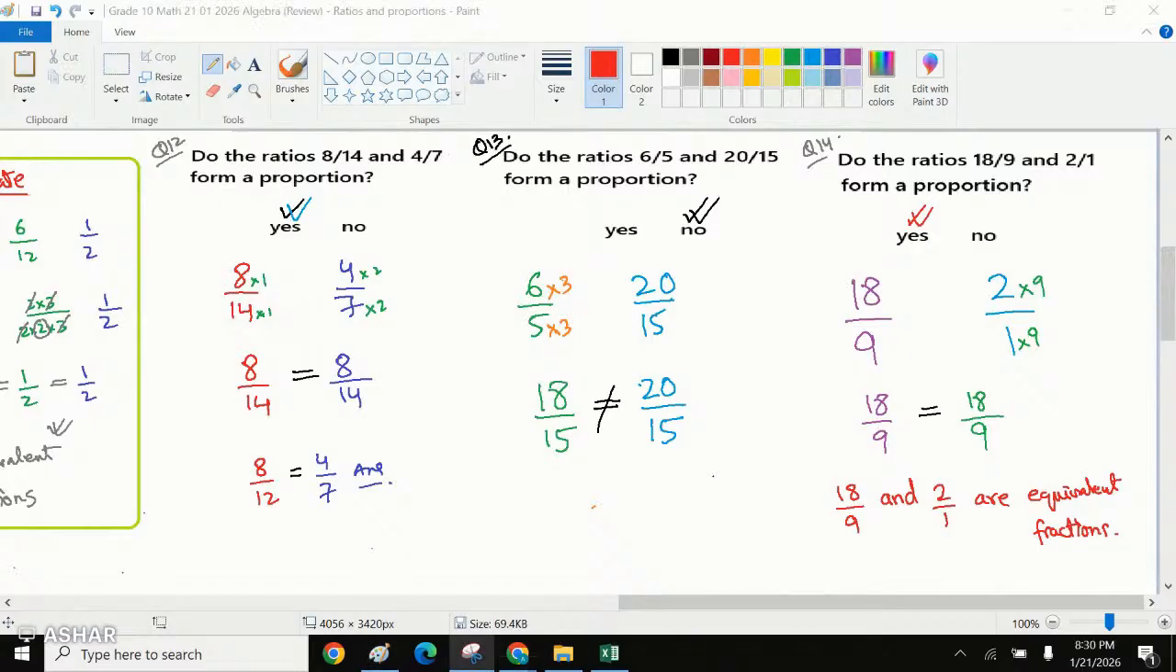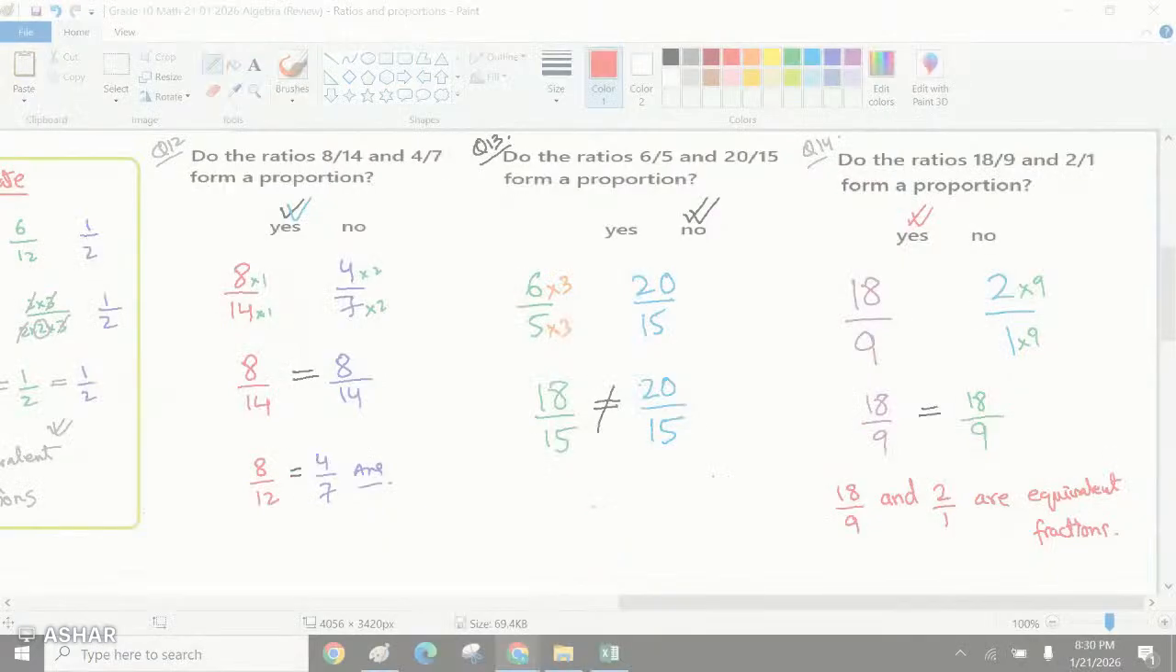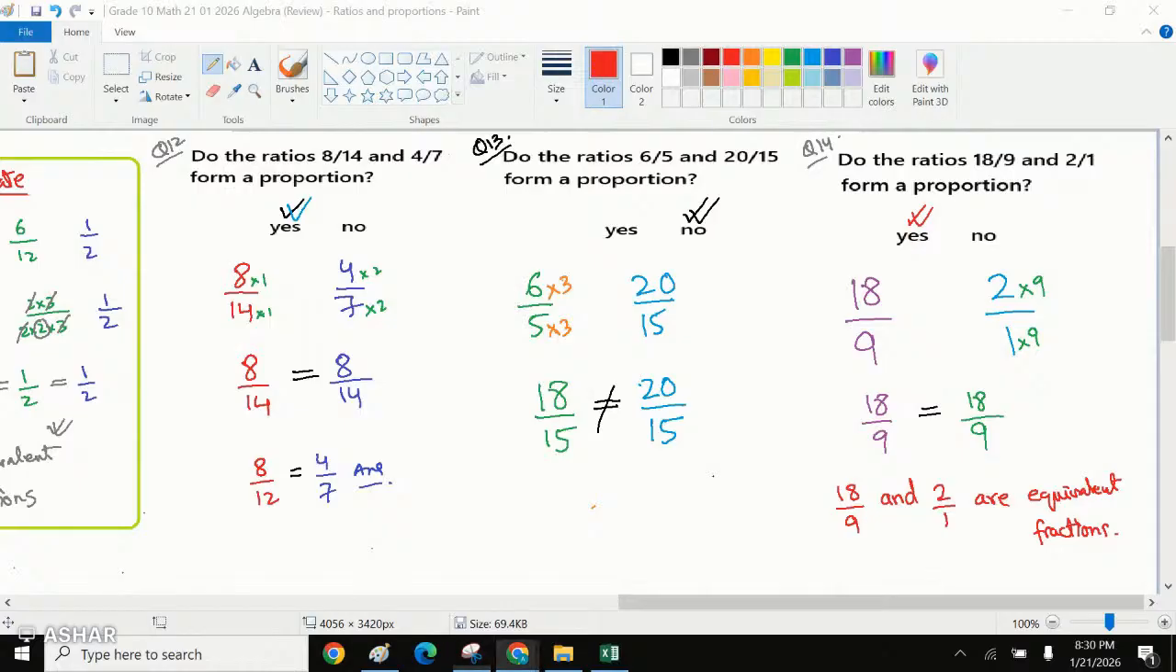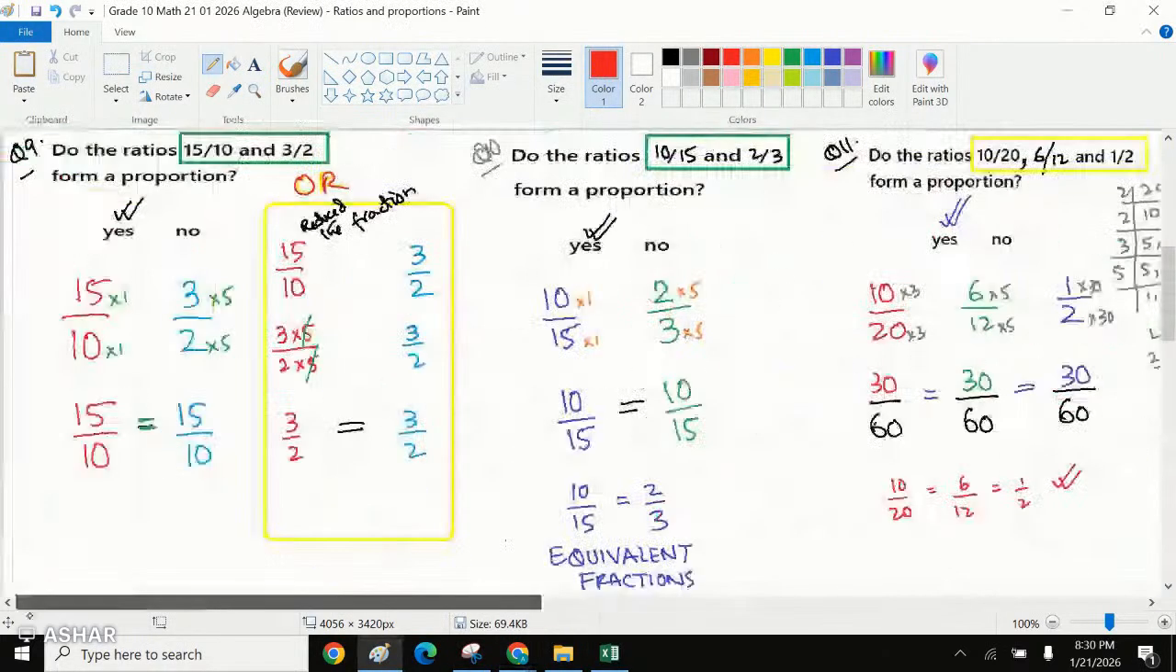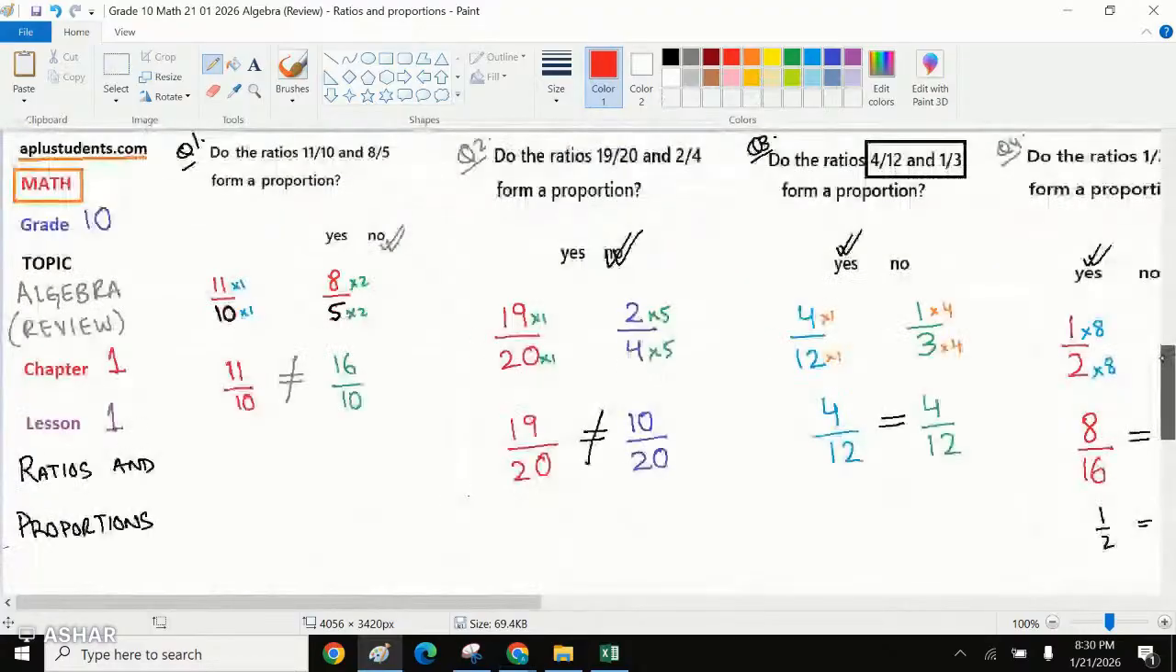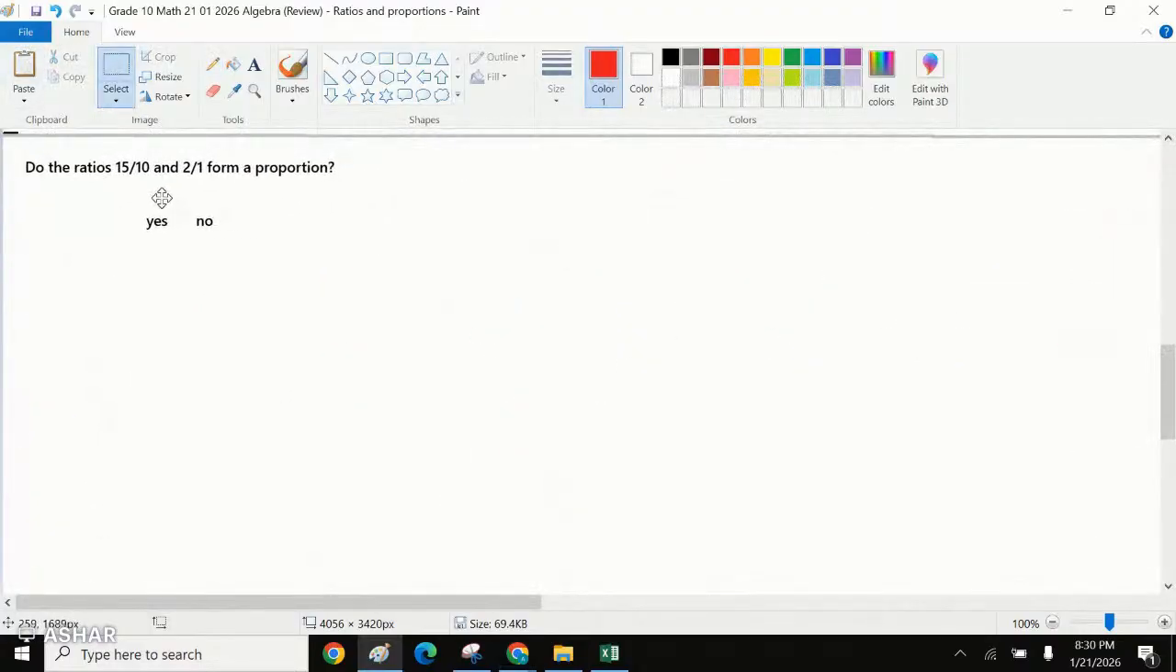Do the given ratios form a proportion? Let's see if they do. For question number 15, I would want you to do this question. Do they form a proportion? Can we have the answer, whether it's a yes or a no? This is question number 15, right? Can I be excused for just 10 seconds? Okay. Meanwhile, you do this, I'll be back.